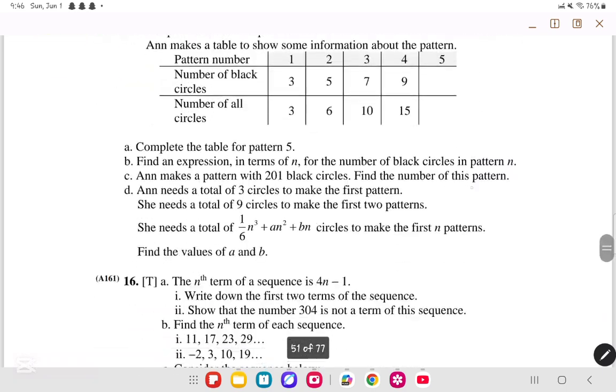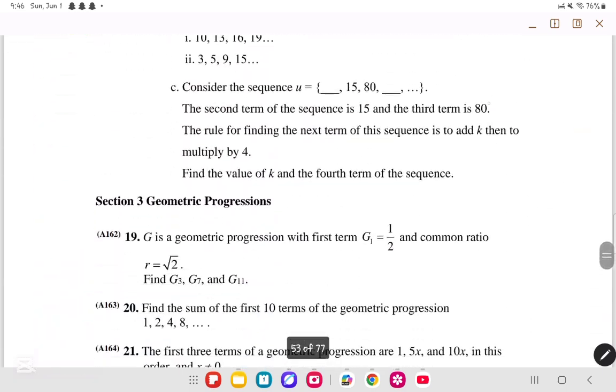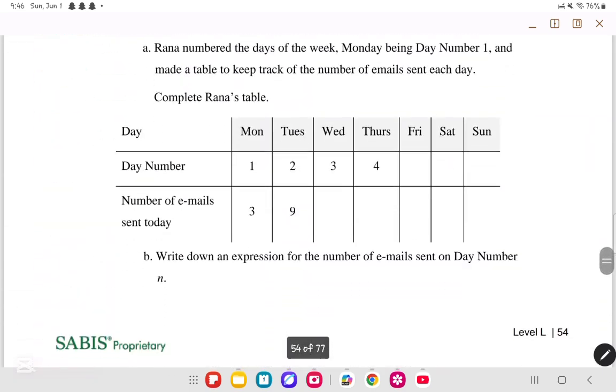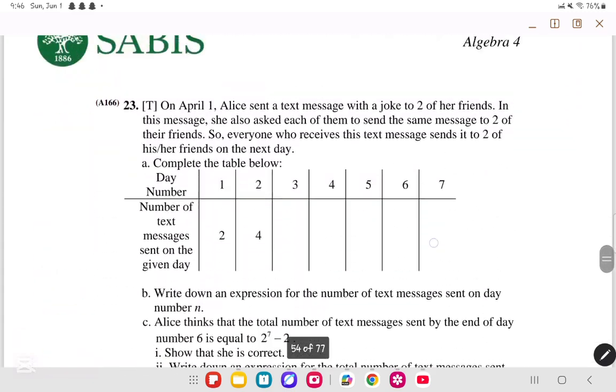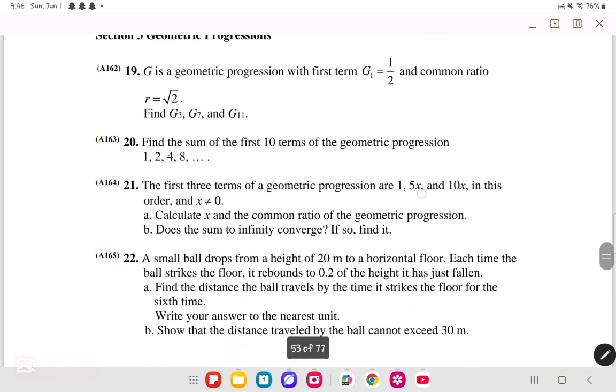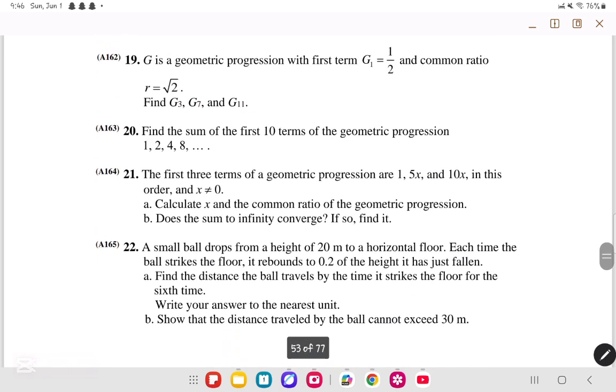So I think I'm going to stop at 15. The rest, I will leave it for you guys to solve. And now we move on to 6.3. I don't think I will do any top questions. That means I'm going to do 19, 20, 21, and 22, and that's it. Okay, so question number 19.